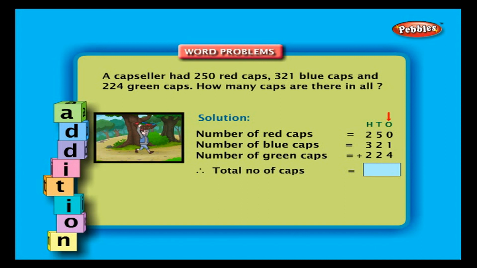Add ones column. 0 plus 1 plus 4 is equal to 5. Add the tens column. 5 plus 2 plus 2 is equal to 9. Add the hundreds column. 2 plus 3 plus 2 is equal to 7. So, the total number of caps is equal to 795.